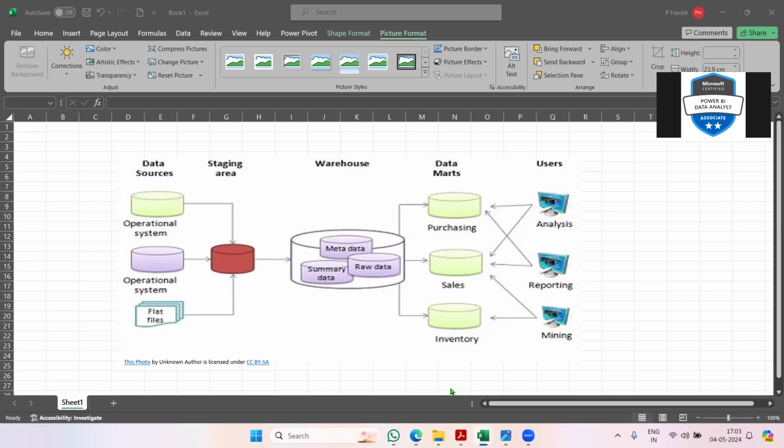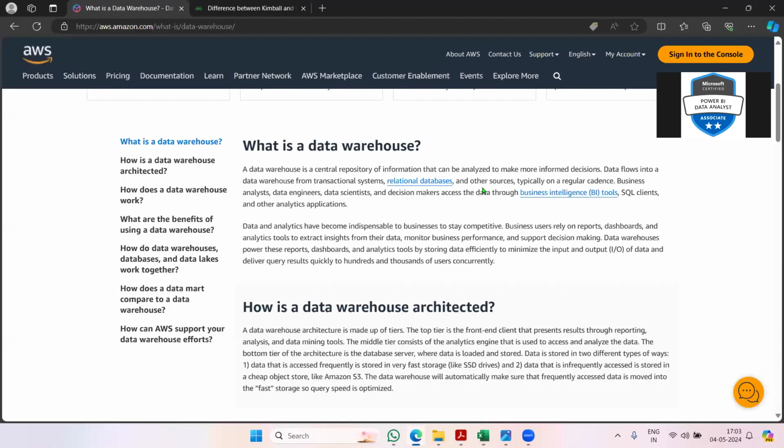So I have a small article from Amazon. It says a data warehouse is a central repository of information that can be analyzed to make more informed decisions, right? As a part of our assignment, I am also going to give you articles. Those are handpicked after reviewing multiple articles, so they would be the best for you to gain knowledge. I would request you to thoroughly go through whatever articles I am providing in the assignment, right?